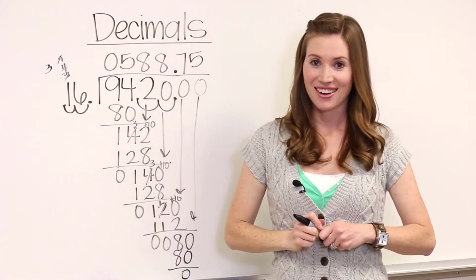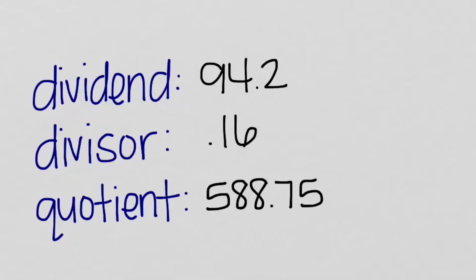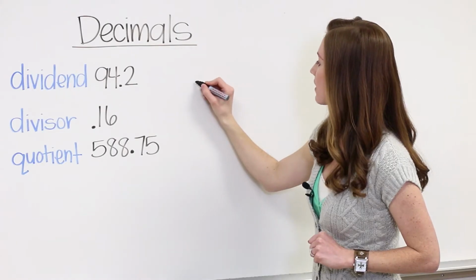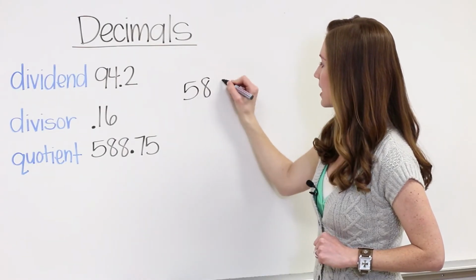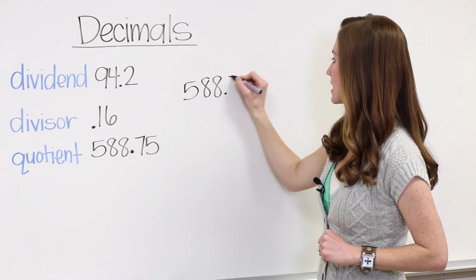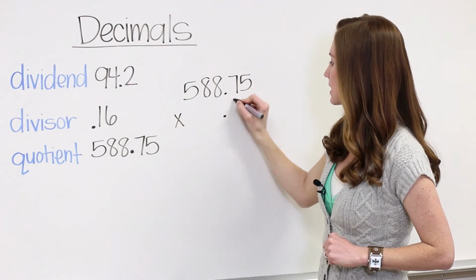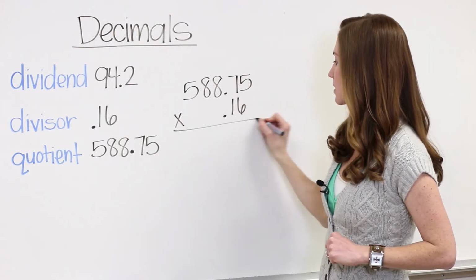Let's do it together. In this problem, our quotient is 588 and 75 hundredths, and our divisor is 16 hundredths. If we multiply the two, we should get our original dividend of 94 and 2/10. Let's check our work. 588 and 75 hundredths times 16 hundredths.